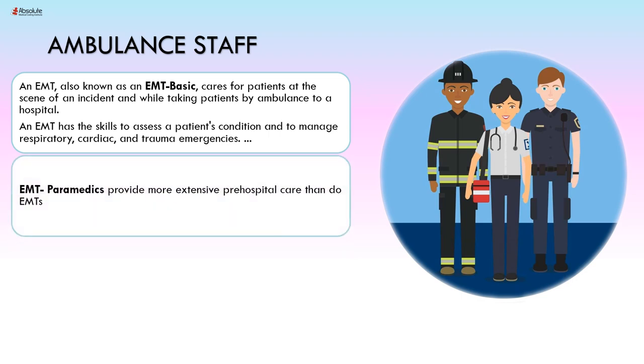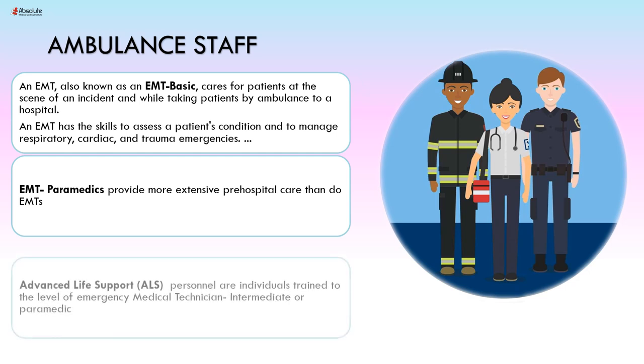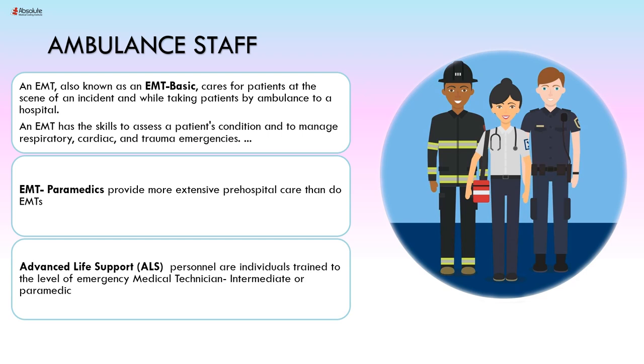And then we also have the EMT paramedics. The main difference between an EMT and a paramedic lies in the level of education and the kind of procedures they are allowed to perform. While EMTs can administer CPR, glucose, and oxygen, paramedics can perform more complex procedures such as inserting IV lines, administering drugs, and applying pacemakers. And then we also have the advanced life support personnel. These are individuals trained to the level of emergency medical technician intermediate or paramedic.